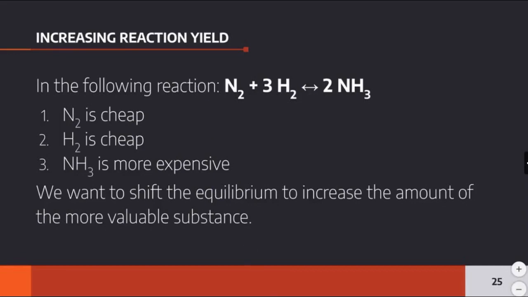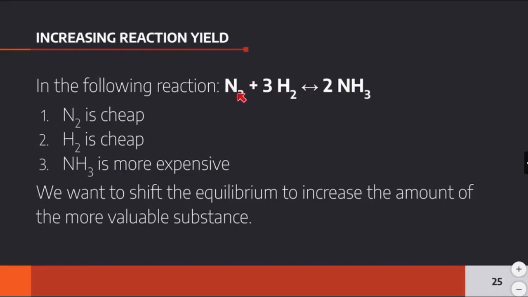So one of the reasons why we care about using Le Chatelier's principle is that there are times when we have reversible reactions that are used in a process where we're actually trying to make something. So let's take this particular reaction. N2 plus 3H2 yields 2NH3.